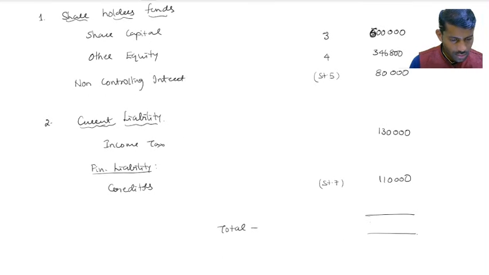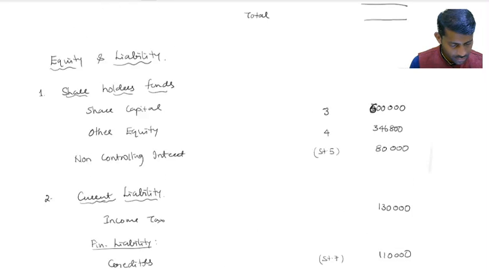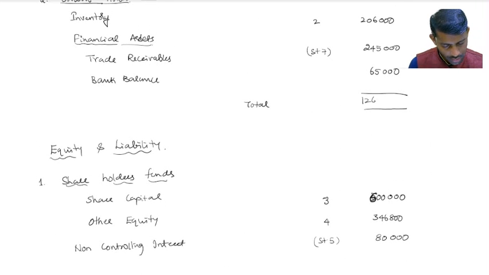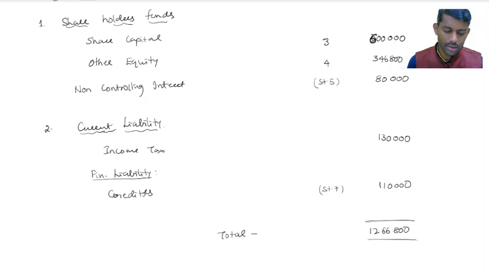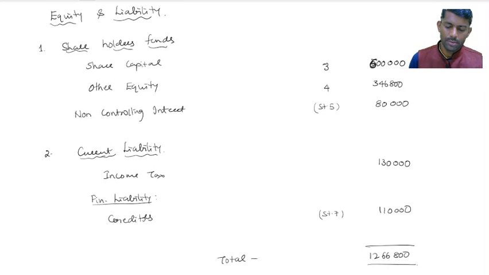The balance sheet total is 12,66,800. So this is problem number 10.